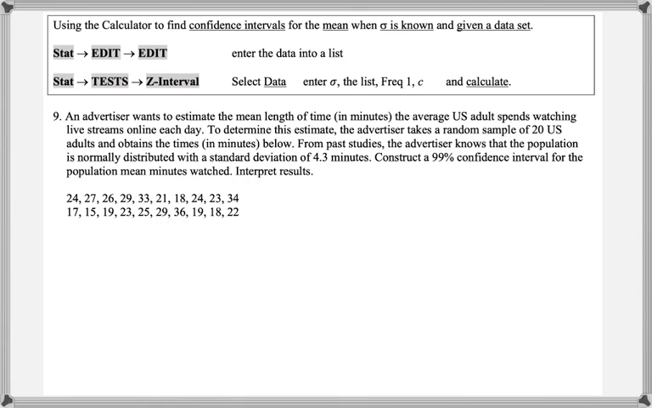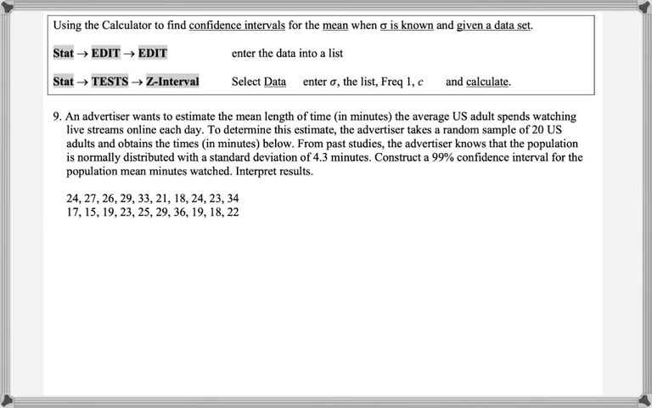So an advertiser wants to estimate the mean length of time in minutes the average US adult spends watching live streams online each day. To determine this estimate, the advertiser takes a random sample of 20 US adults and obtains the times in minutes below. From past studies, the advertiser knows that the population is normally distributed with a standard deviation of 4.3 minutes. Construct a 99% confidence interval for the population mean minutes watched, and then interpret the results.